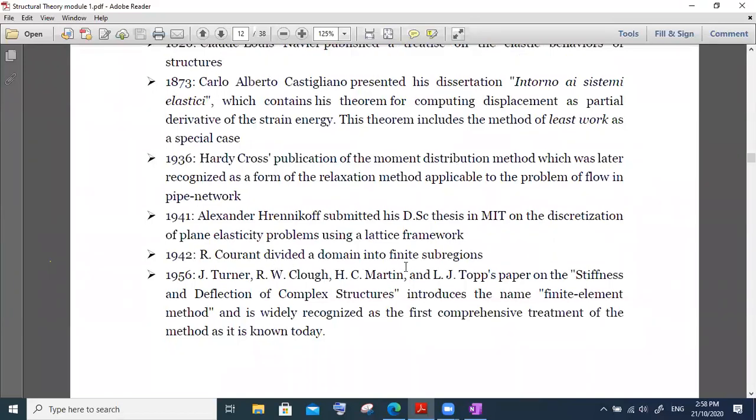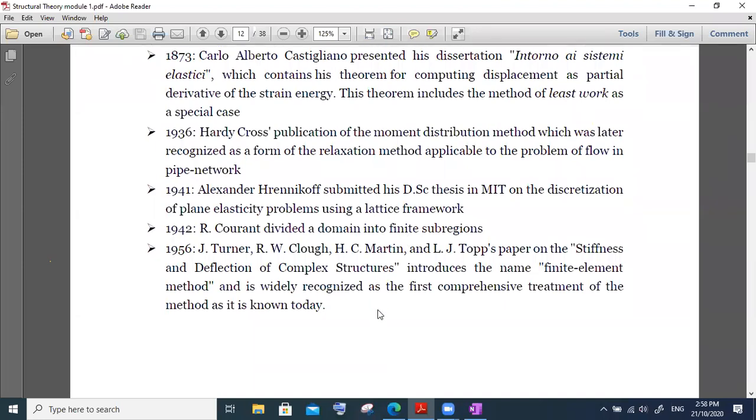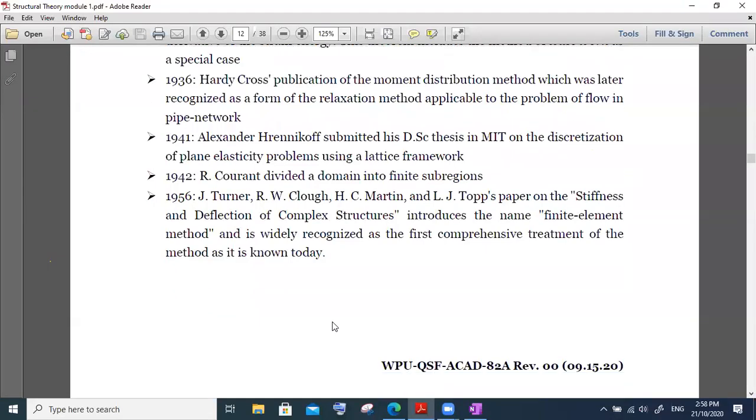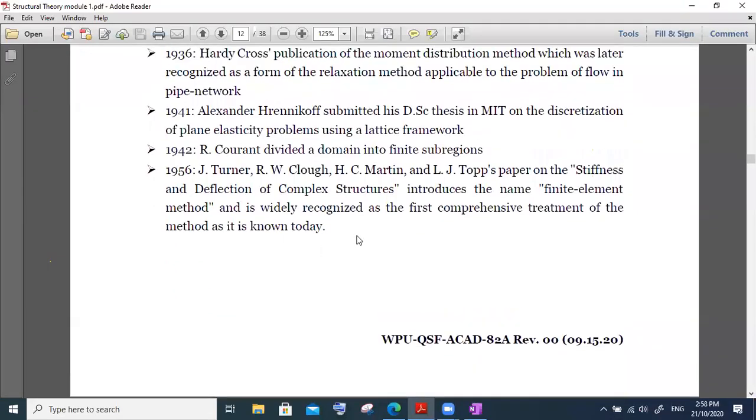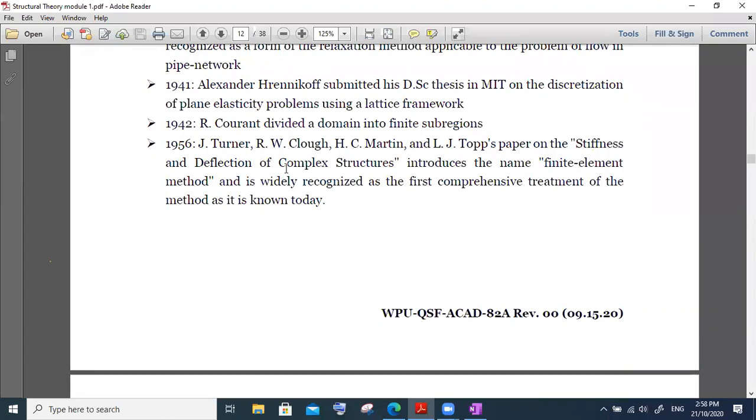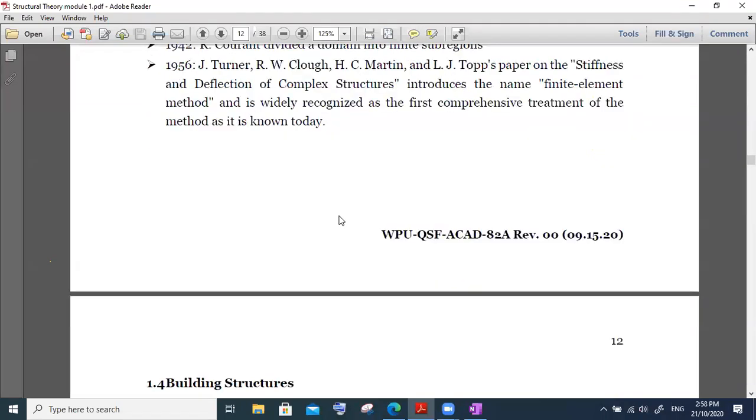Si Alexander Hrennikoff naman submitted his Doctor of Science thesis in MIT for the discretization of the plane elasticity problem using the lattice framework. And si Courant naman divided the domain into finite subregions, so that way now we have the finite element analysis. And itong apat na to, the stiffness and deflection of a complex structure, introduces the name finite element method. Ang finite element method is one of the courses offered sa masters na to siya.